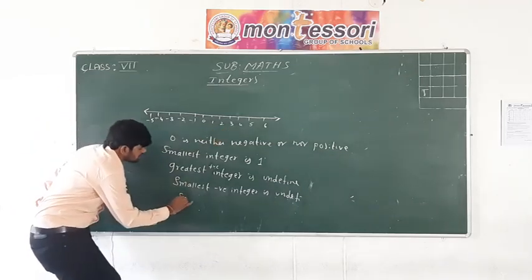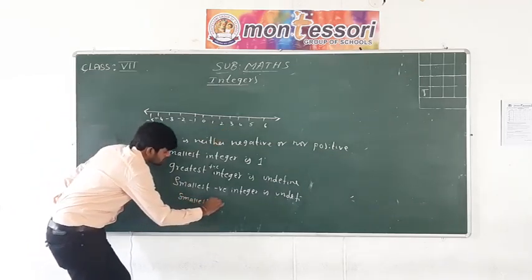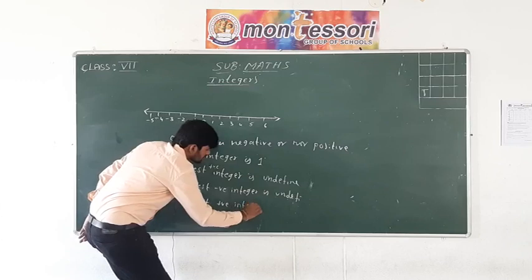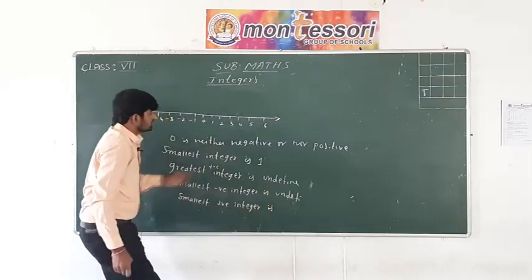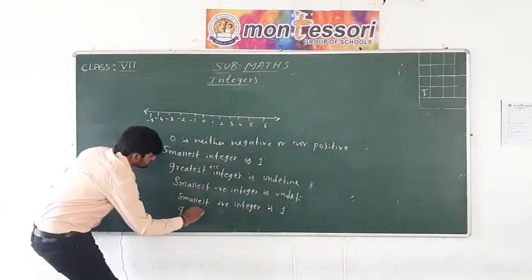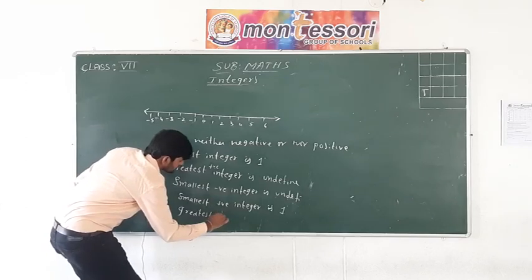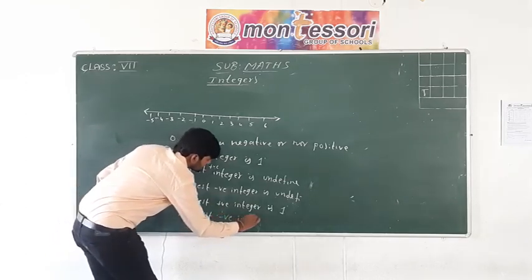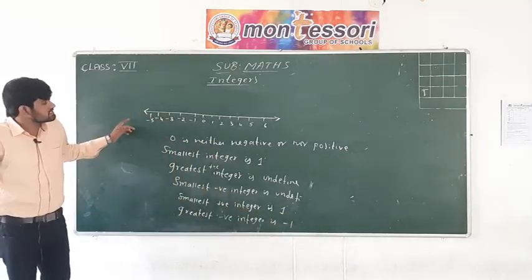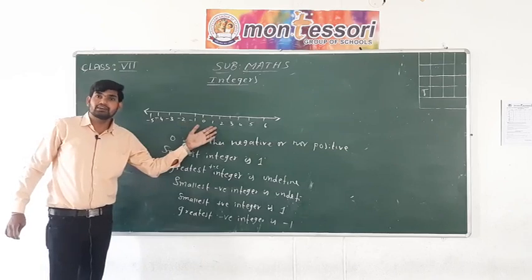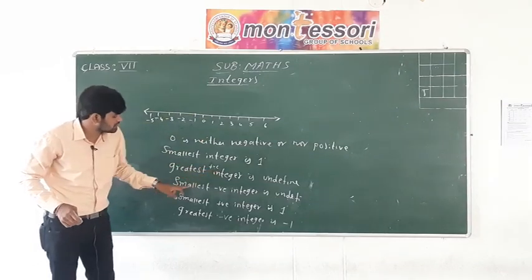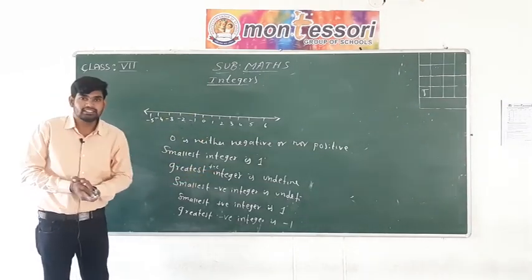Then what about the smallest positive integer on the number line? Here the smallest positive integer is 1. And what about the greatest negative integer? It is -1. So if you go according to the number line, we can say the greatest, the smallest and the neutral, but according to the set of integers we can't say the greatest positive integer and the smallest negative integer.